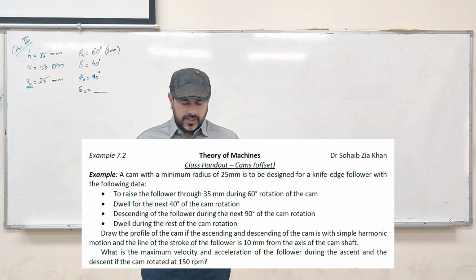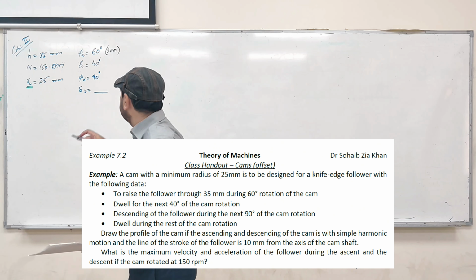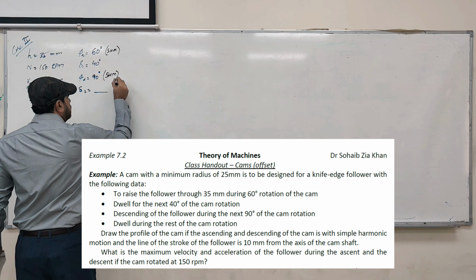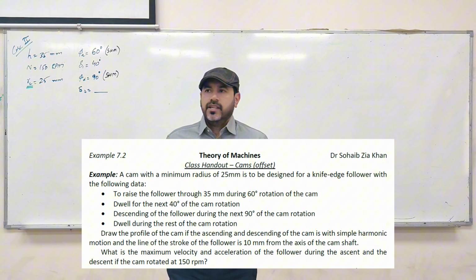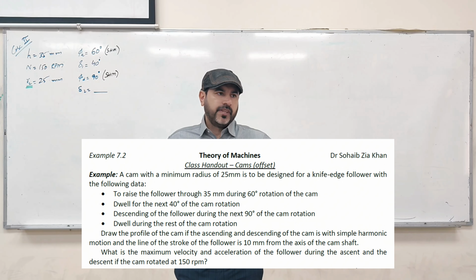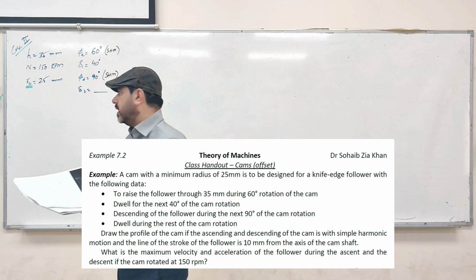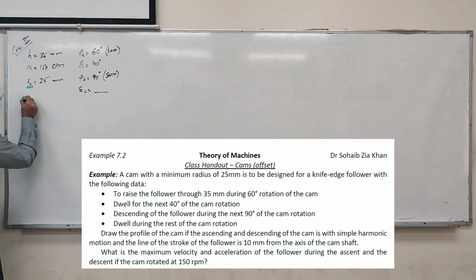Draw the cam profile, ascending and descending, with simple harmonic motion. This is the information we need to know. Both of them will be simple harmonic motion, which means that when we use the velocity displacement diagram, we need to use a circle as the reference and take the references out of it. With simple harmonic motion, the line of stroke of the follower is 10 mm offset. So this is case number 2.